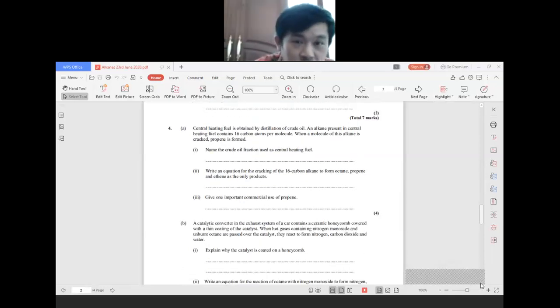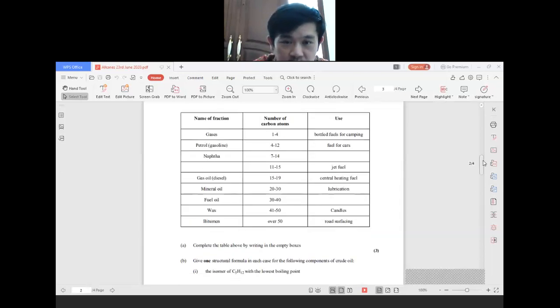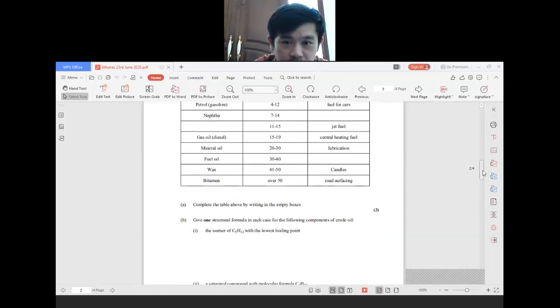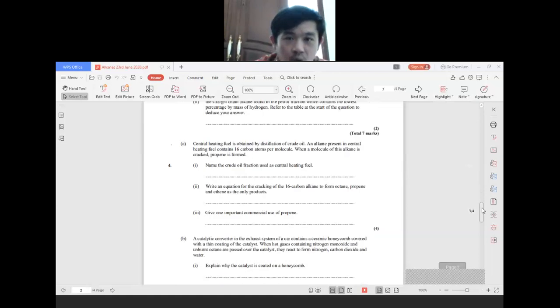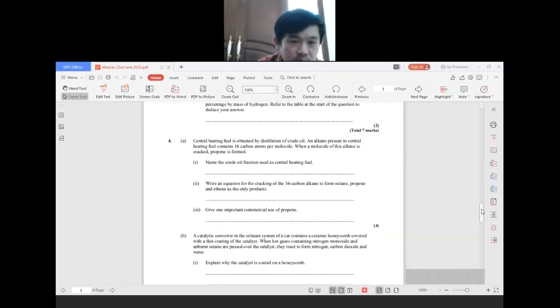Number four. Central heating fuel is obtained by distillation of crude oil. What is central heating fuel? Is this one gas oil or diesel? It contains 16 carbon atoms per molecule. When a molecule of this alkane is cracked, propene is formed. Name the crude oil fraction used as the central heating fuel. It is called gas oil or diesel.